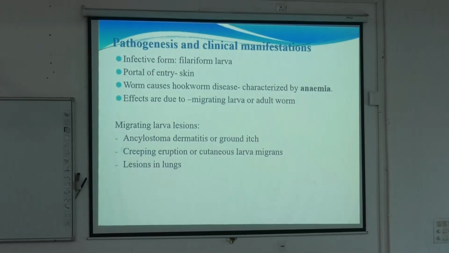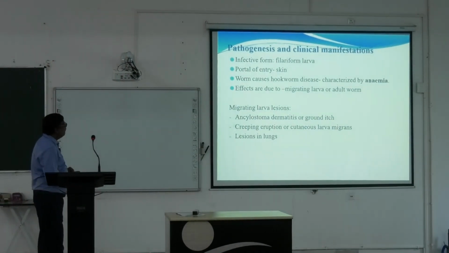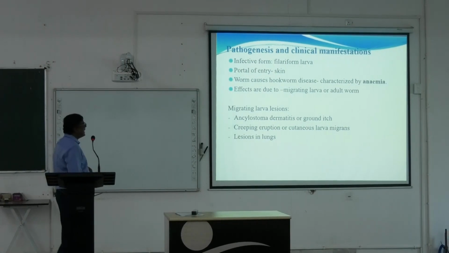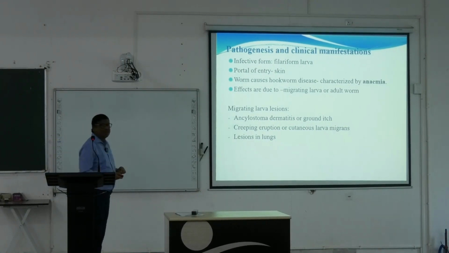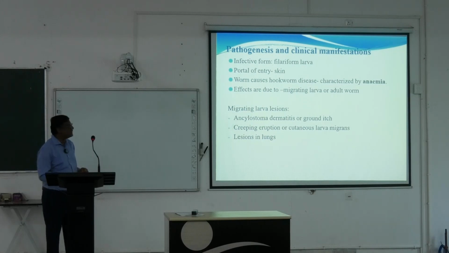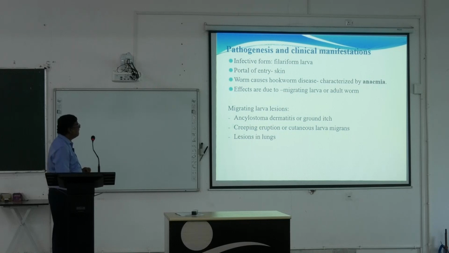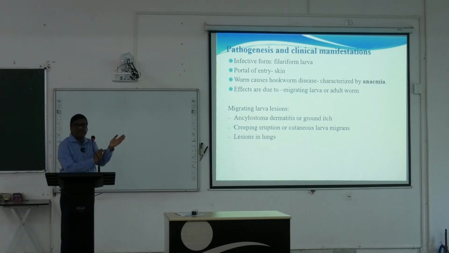The pathogenesis: the infective form is the filariform larva, the portal of entry is skin, and the worm causes hookworm disease characterized by anemia. What type of anemia? It is microcytic hypochromic anemia with vitamin B12 and vitamin C deficiencies. Effects are due to the migrating larva or the adult worm. The migrating larva lesions are Ancylostoma dermatitis and ground itch, creeping eruptions and cutaneous larva migrans. Larva can migrate through the skin and cause lesions in the lung.